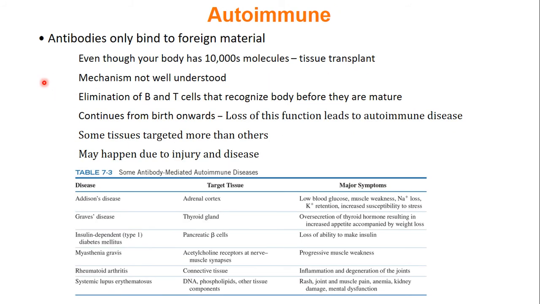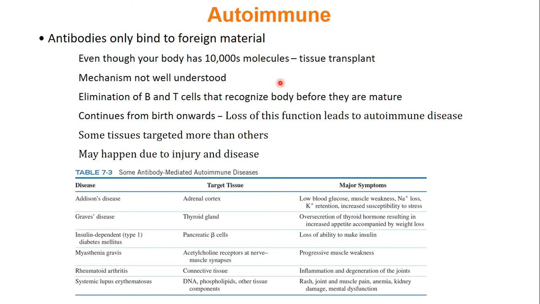Now, antibodies can only bind to foreign material in general, but it is possible for antibodies to bind to macromolecules that are part of yourself. We call this autoimmune diseases. And so first, let's just realize how amazing it is that our antibodies normally don't attack ourselves, because we have tens of thousands of different macromolecules, yet our antibodies know that those are part of us and not foreign.